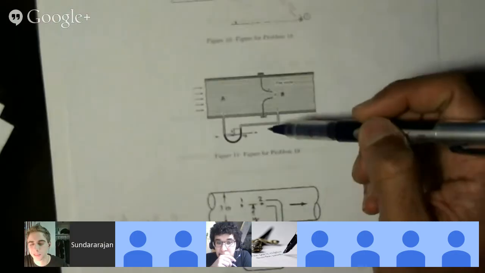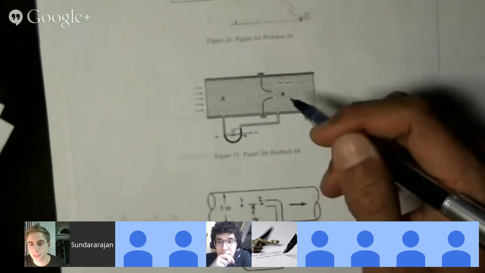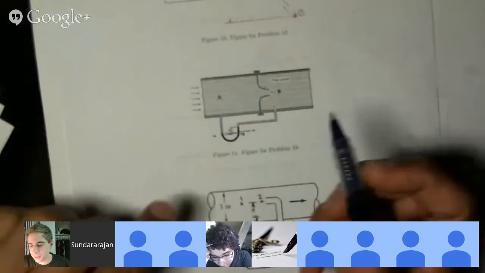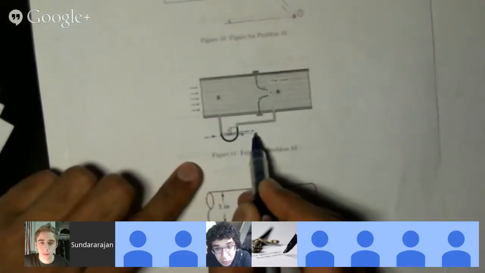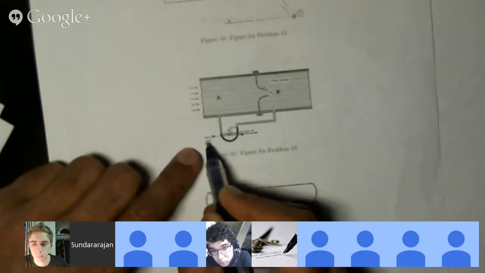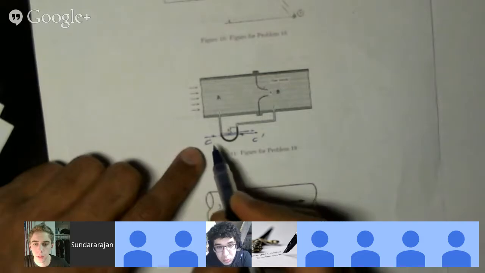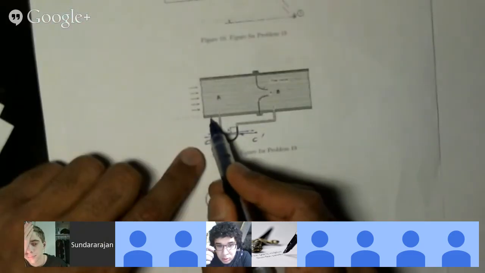You cannot cross. I mean, the answer is right, but the way I got it is wrong. So let's take this level here, and let's call this C prime. What's the pressure at C? It's the pressure of 1 plus rho G Z, which is 0. Whatever this is.